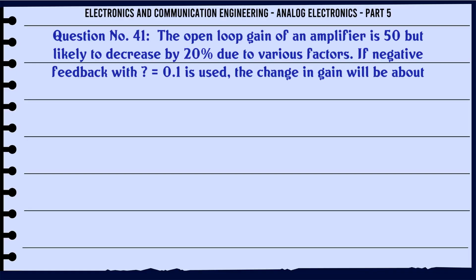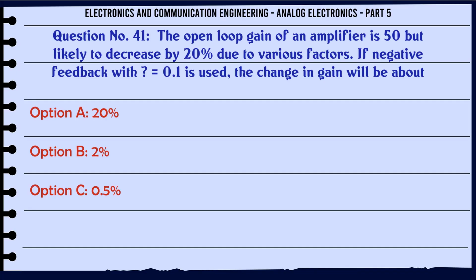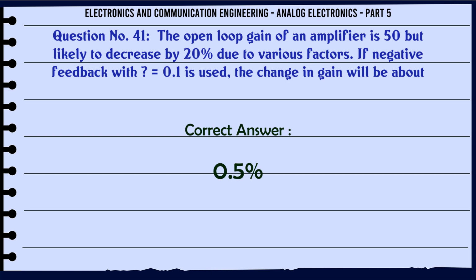The open loop gain of an amplifier is 50 but likely to decrease by 20% due to various factors. If negative feedback with β of 0.1 is used, the change in gain will be about: A, 20; B, 2; C, 0.5; D, 0.05. The correct answer is 0.5.